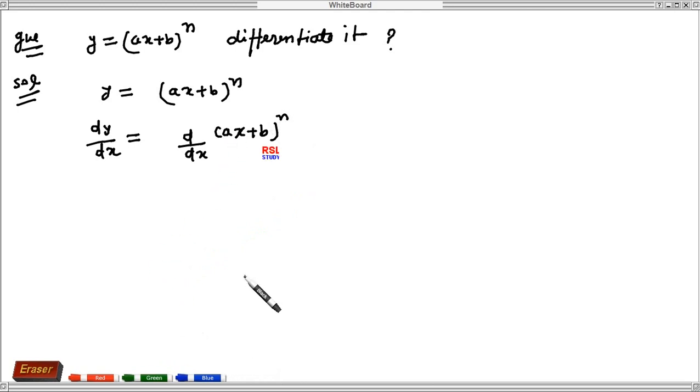So now treating the whole as a capital X, so this will be X power n. Treat the whole ax plus b, just imaginarily, as capital X. So capital X power n is similar to x power n. So n X power n minus 1, and d/dx of this capital X, which is ax plus b.